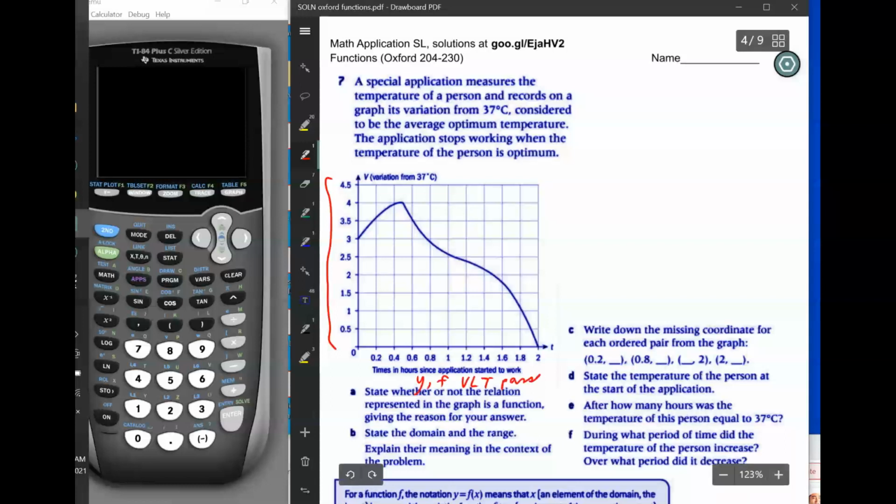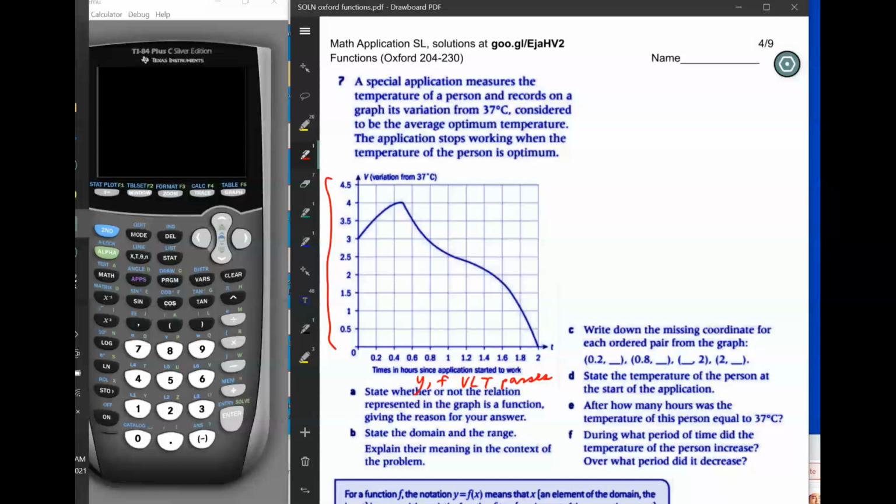Okay. You could also say it's many to 1, but I think that in the case of a graph, it's easier to say that it passes the vertical line test. Okay, you drew vertical lines and it only crossed the function 1 or 0 times.